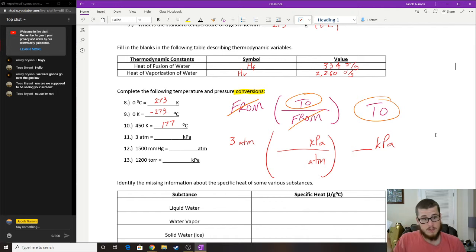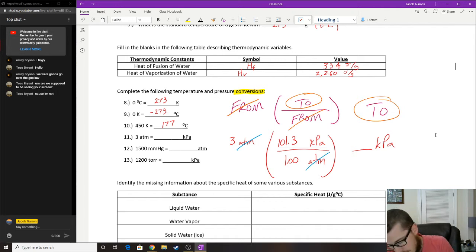So if I look at my reference table, I can see that standard pressure is 1 atmosphere, and 1 atmosphere is equal to 101.3 kilopascals. See, because those two are equal, we can multiply. When we multiply, atmospheres will cancel, and kilopascals we're going to be left with. I'm looking at my key because I don't want to calculate it. I got 303.9 kilopascals.